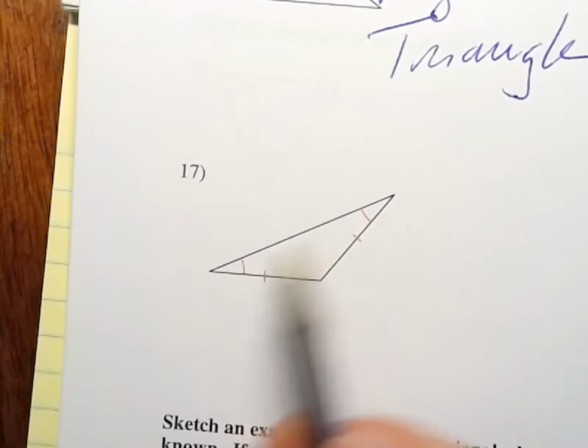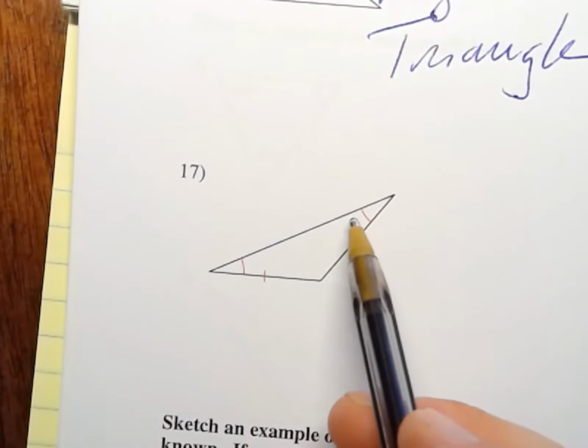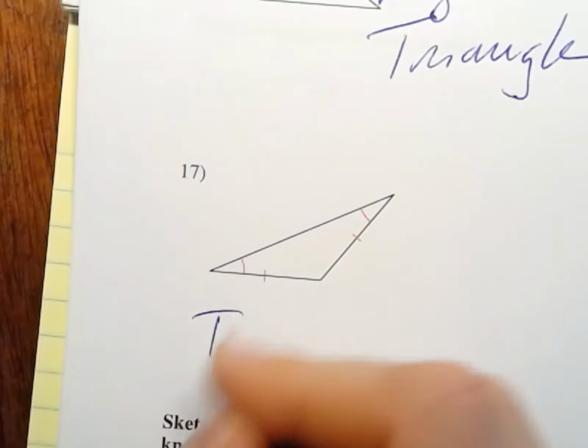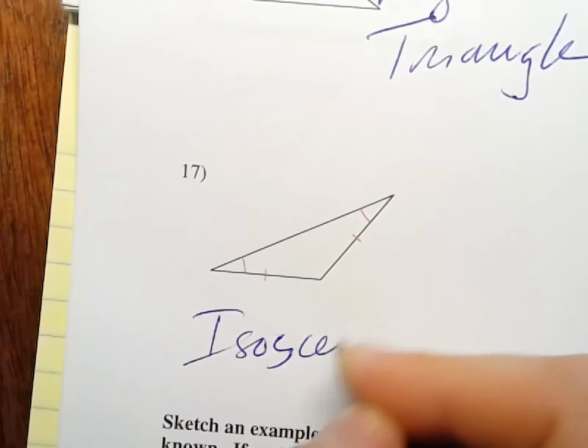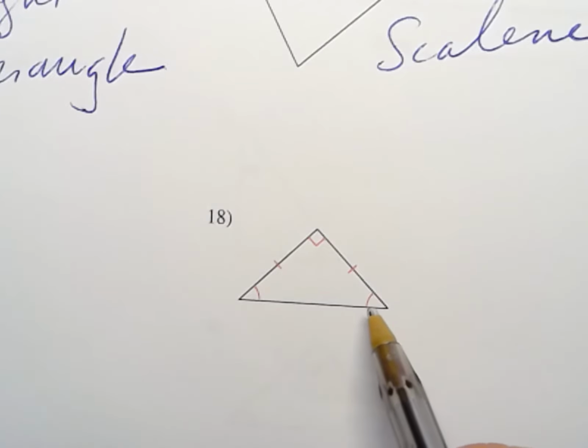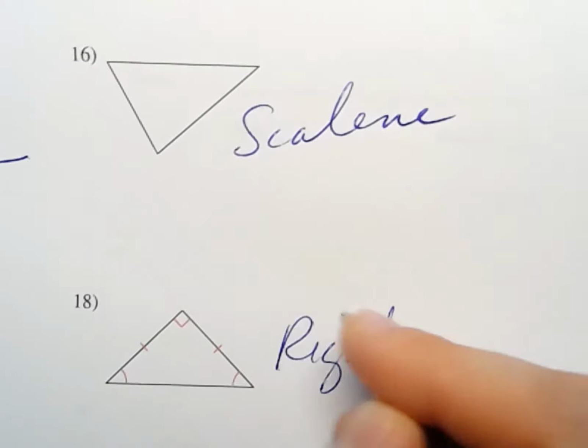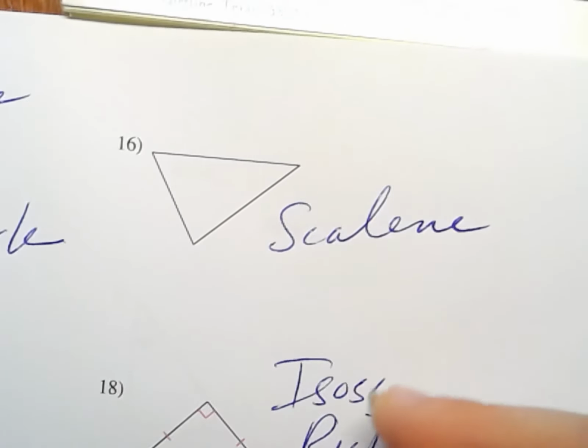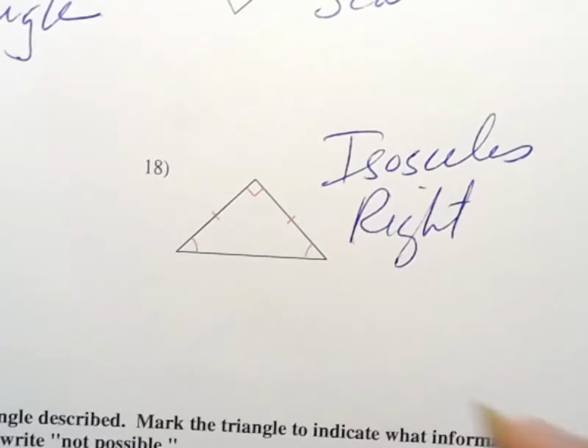Here I've got two angles and two sides that are the same, so this is isosceles. Here I've got two angles that are the same and a right angle, so this is actually an isosceles right triangle.